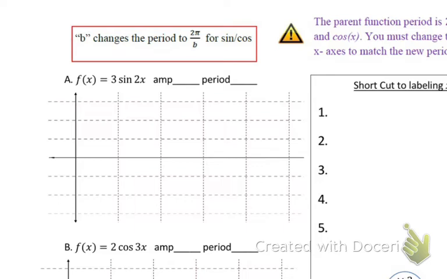Today we're going to talk about the B value, and we'll talk about the D value. The B value is that value that's right in front of your X. So if there's a number in front of the X, the period is no longer going to be 2 pi. In fact, if you look right here, it says the period is actually 2 pi over B.